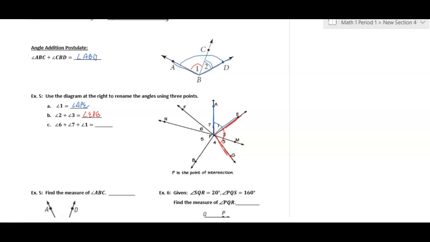Now, letter C. Angle 6 plus angle 7 plus angle 1. 6, 7, and 1 is right here. Okay, and that's going to be angle NPE. So if I trace that, NPE.